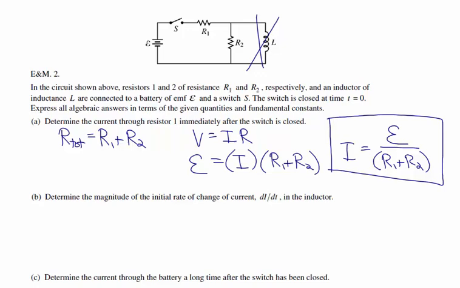Part B of the question asks us for the magnitude of the initial rate of change of the current in the inductor. One of the things we have to realize is that the resistor R2 and the inductor L are connected in parallel with each other. So the voltage across the inductor is going to equal the voltage across resistor 2. The voltage across resistor 2 is just the current flowing through resistor 2 times R2. So it's our answer to part A times R2.